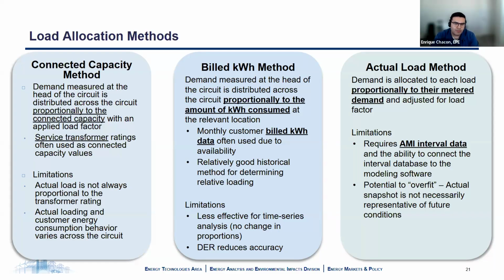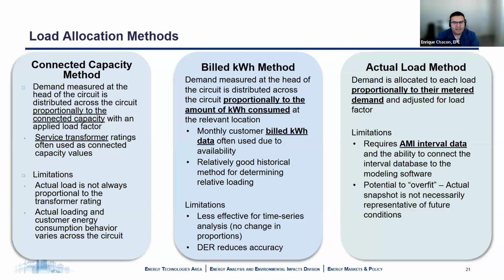For the billed kilowatt hour method, the demand here is measured at the head of the circuit, but from the perspective of kilowatt hours consumed. This is often used when you have monthly customer billing data, and it's pretty good if you were thinking about this from the historical perspective. But where you run into limitations is if you need to do more advanced analyses like time series analysis, or if you have other elements like DERs, it's a little bit hard to remove the DER contribution from the kilowatt hour value. And the last square here, the actual load method.